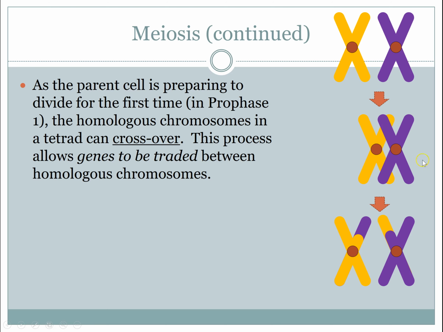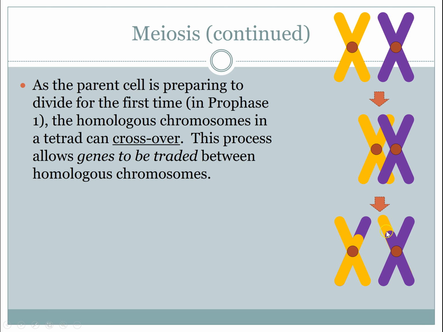Okay, so here is one of the special things that happens in meiosis that does not happen in mitosis. As the parent cell is preparing to divide for the first time in Prophase I of Meiosis I, the homologous chromosomes in a tetrad can cross over. So here you have your homologous chromosomes, and then two of the arms here, one arm or two arms, it depends on how they tangle exactly, allows the arms of the chromosome to be broken off and switched. And this process allows genes to be traded between homologous chromosomes. So these genes actually got traded one chromosome to the other.